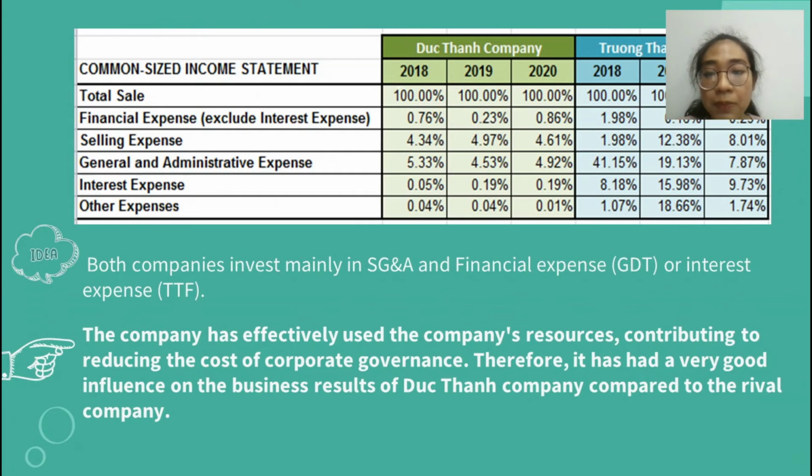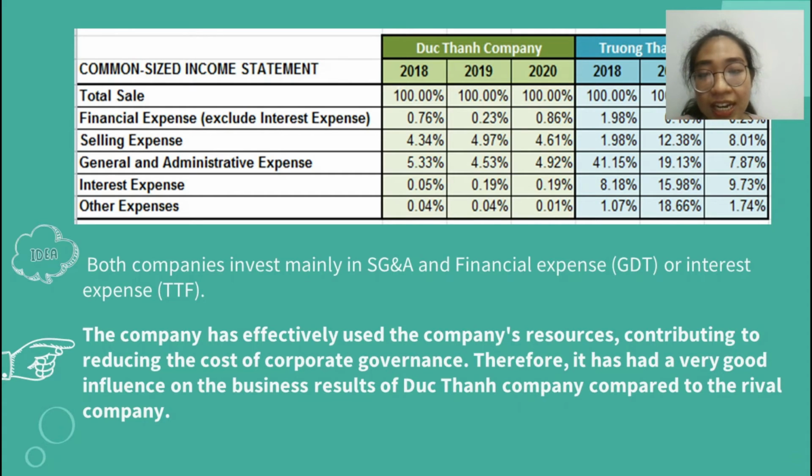We find it better to use common-size analysis for this part to compare with the direct competitor. Both companies invest mainly in SG&A and financial expense. In 2018, the selling expense of Đức Thành accounted for 2.36% higher than Trường Thành, however Trường Thành increased sharply and then decreased slightly to 8.01%, still higher than Đức Thành.